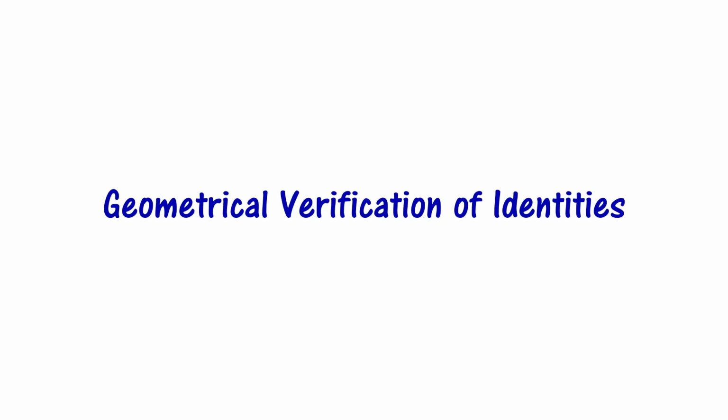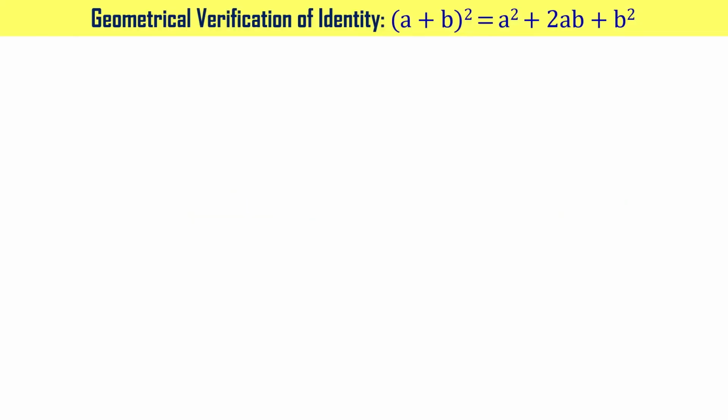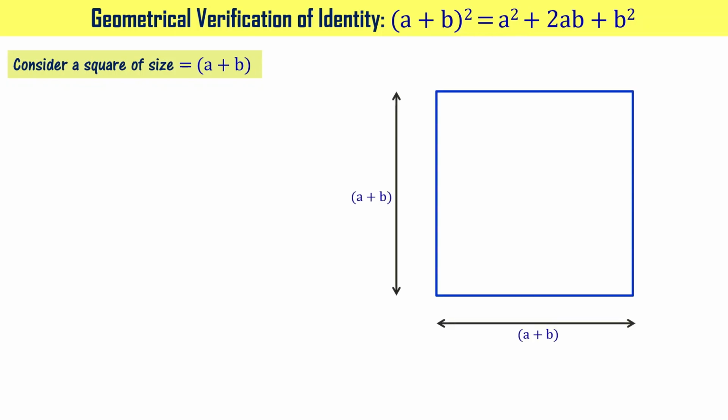Let's learn about geometrical verification of identities. The first identity we are going to verify is a plus b whole square equal to a square plus 2ab plus b square. To do that, let me consider a square of size a plus b. When I say square, all four sides are of equal length, right? And the area of a square is the square of the side length, right? So the area can be written as a plus b whole square, right?